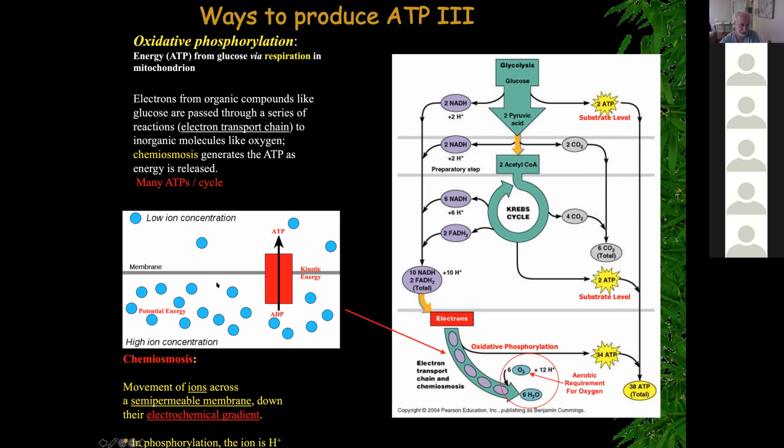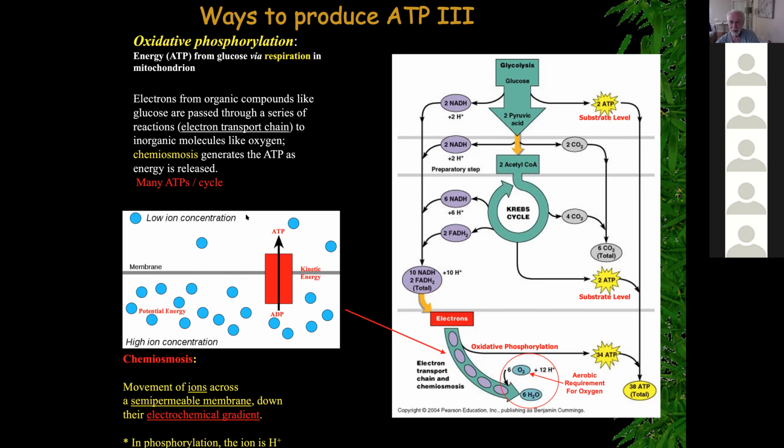And I show you this little diagram again to remind you what chemiosmosis is. You get a gradient across a membrane, a high concentration of ions on one side, low concentration on the other. Then the passive diffusion of these ions through the membrane in the presence of an enzyme, ATP synthase, generates ATP from ADP. So the definition of chemiosmosis is movement of ions across a semi-permeable membrane down their electrochemical gradient.